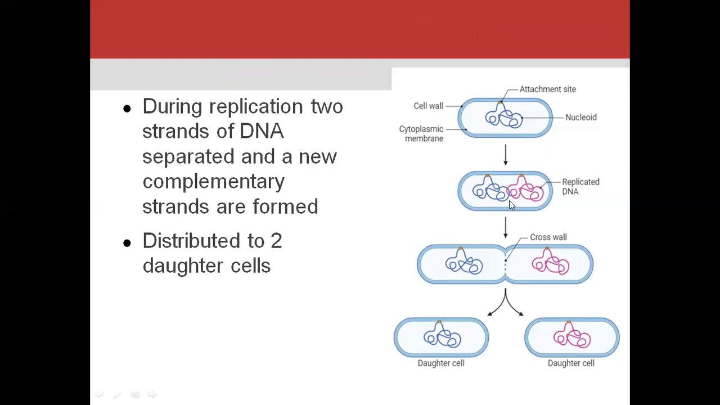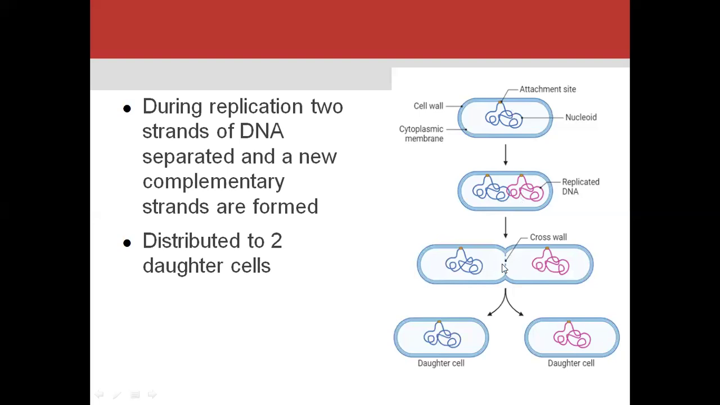And in the next step, the single-stranded DNAs again form new complementary DNA strands. So in the first step, the double-stranded DNA is divided into two single-stranded DNAs. These two single-stranded DNAs form the complementary DNA strands and become double-stranded DNAs. And these double-stranded DNAs are equally distributed between the two daughter cells.